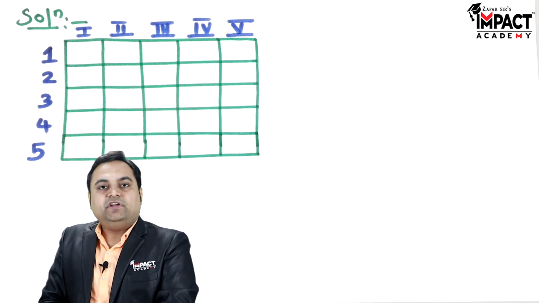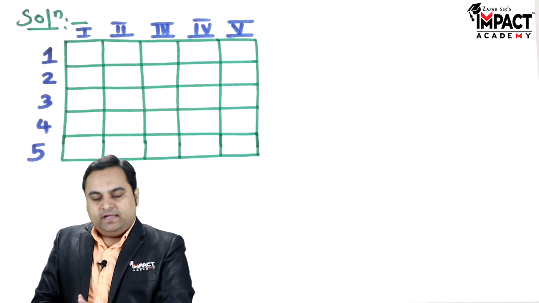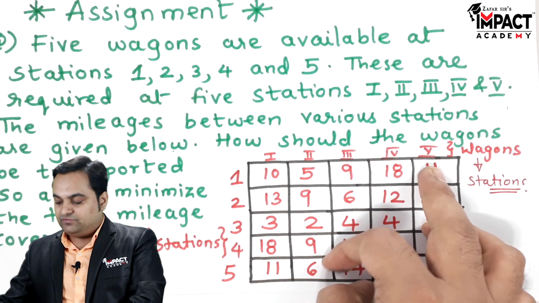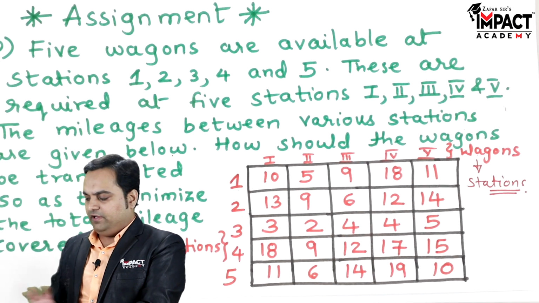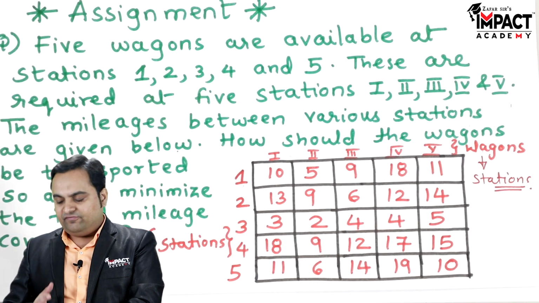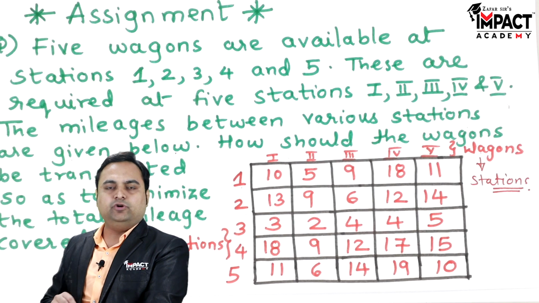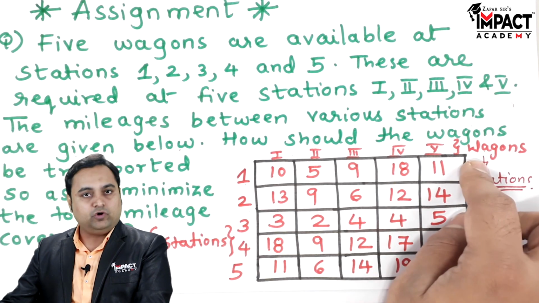Now the method which we are using is also called the Hungarian method, and first of all we have to check if the number of rows and columns are equal. If the rows and columns are equal, that is the problem of a balanced type, and if the rows and columns are not equal, then we have to either add a dummy row or column, but in this case it is not required because we have 5 rows and 5 columns.